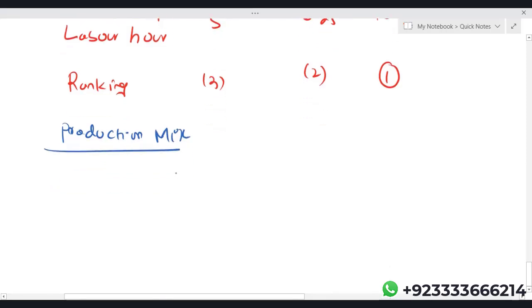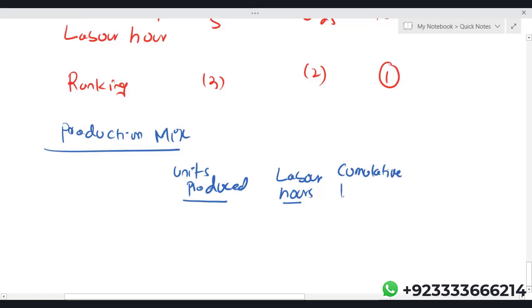So let's see. Units produced. Then we'll take the labor hours because we have only 5,000 labor hours. Then we'll see the cumulative labor hours, means total labor hours.